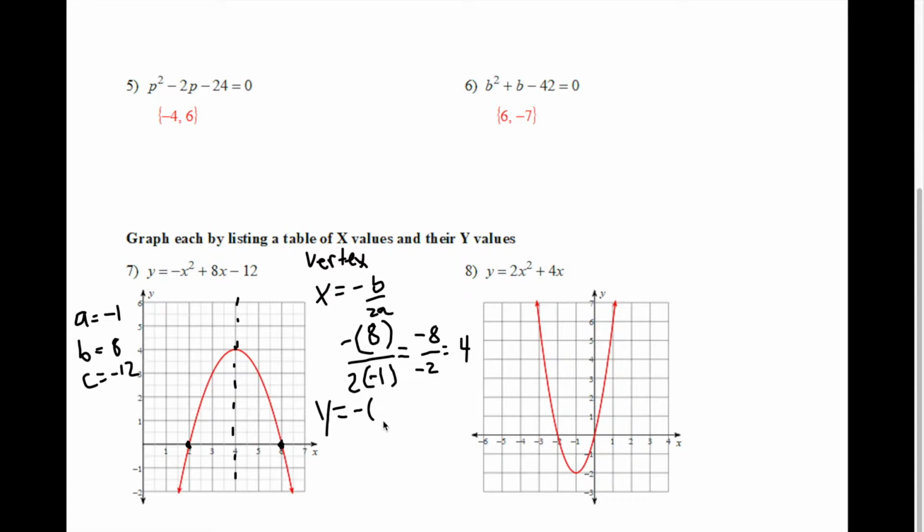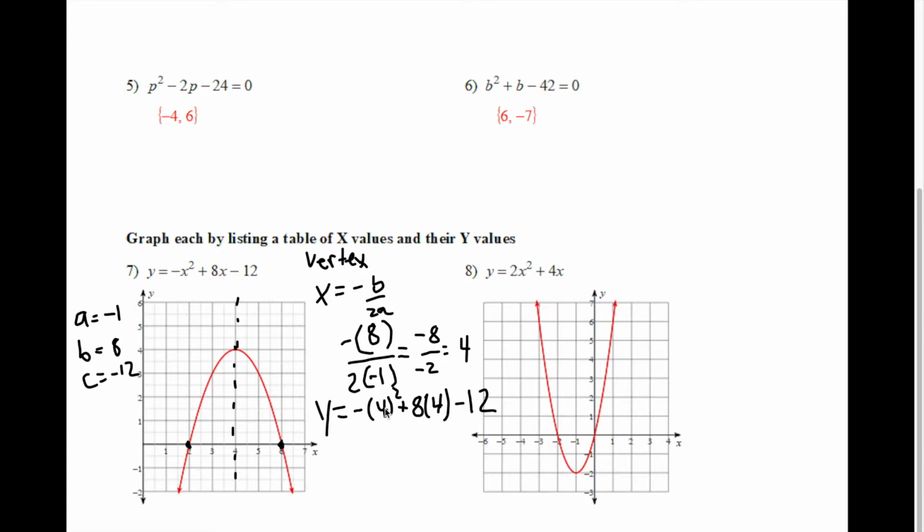So we got 4 squared plus 8 times 4, which is 4 minus 12. Okay, so let's remember order of operations here.